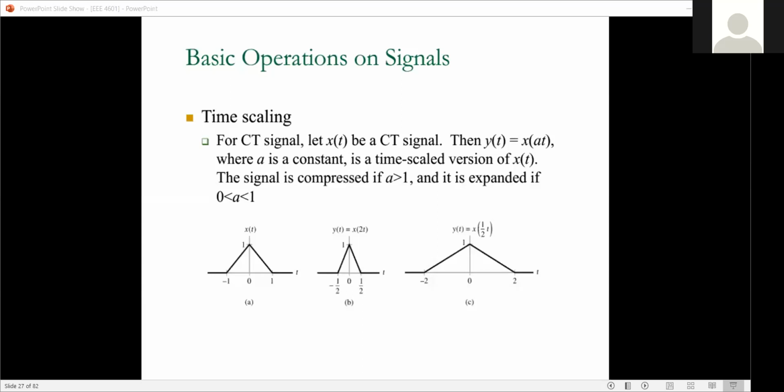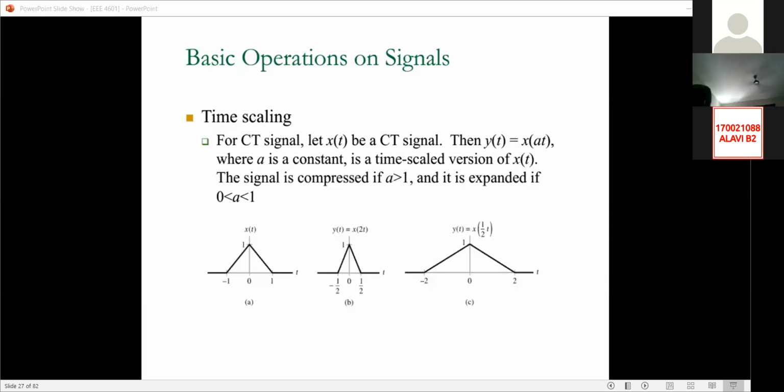Actually, we ended our last lecture at this point. What we have done so far is the classification of our signal. We started with some basic properties of signals, expressed mathematically. In addition to their classification, we need to operate on signals.